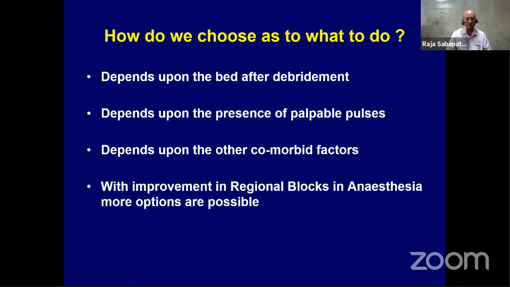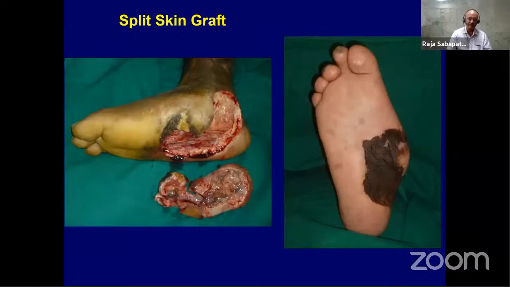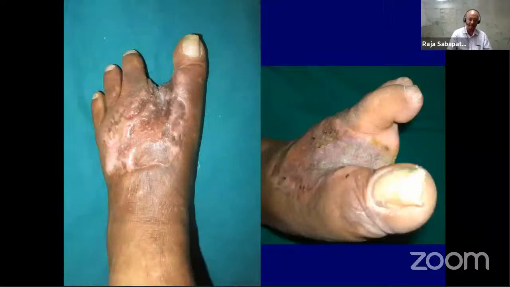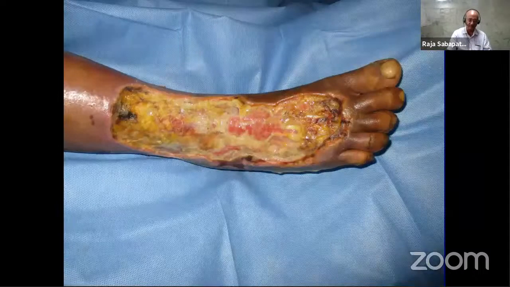But now, these comorbid factors are really not very important, because with the improvement in anesthesia techniques, particularly regional blocks, we are able to extend our level of care to these patients. So the whole spectrum can be from putting a skin graft to these people. That's again an example of skin graft. Here again, it looks bad, but if you put in a skin graft and properly take care, it can be a lasting solution.